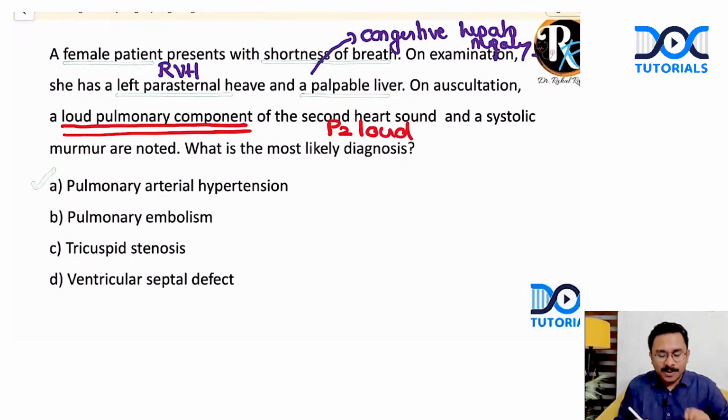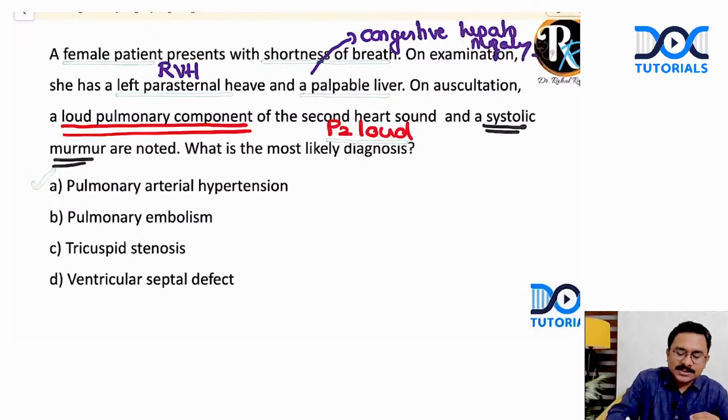So when there is a pulmonary arterial hypertension, you may get a loud P2. And what about the other findings? What is the reason for the right ventricular hypertrophy? I've always told you, when there is a pulmonary hypertension, there is always a chance of a right ventricular hypertrophy, possible. And who is going to tell me what is the reason for the systolic murmur? Because any patient with a pulmonary hypertension, there is increased risk of developing what condition? Tricuspid regurgitation, correct or not?